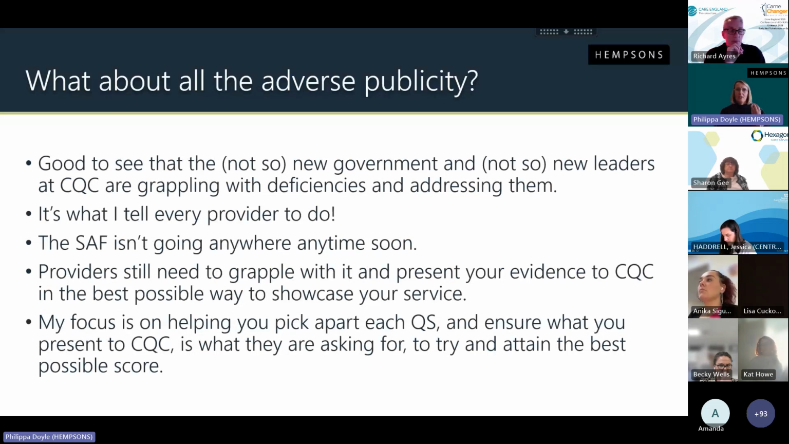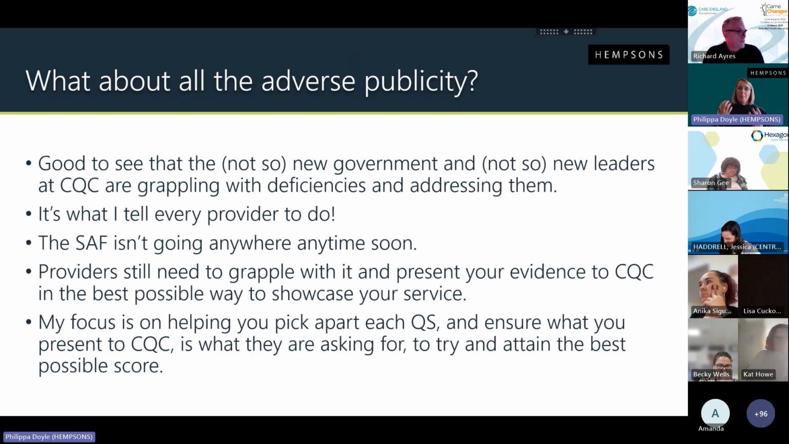So it was really good to see that the not so new government now and the not so new leaders at CQC were grappling with the deficiencies and addressing them, because that's absolutely the conversation that I have with providers when they come to me going, what on earth do we do with this? You've got to work out what it is that's fundamentally wrong and fix it. And if there are things that you don't accept, you push back on them. The single assessment framework, in my view, is not going anywhere anytime soon. So now that CQC are grappling with those deficiencies and trying to fix them, we as providers still need to grapple with it as well.